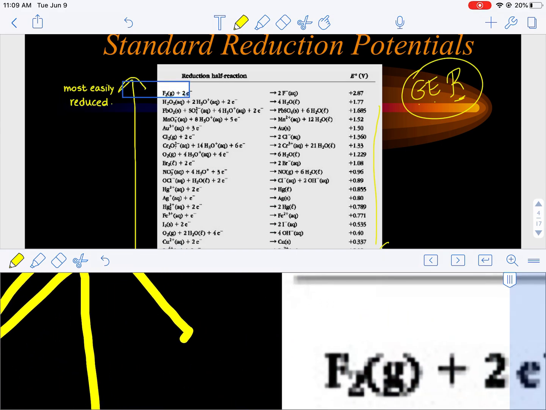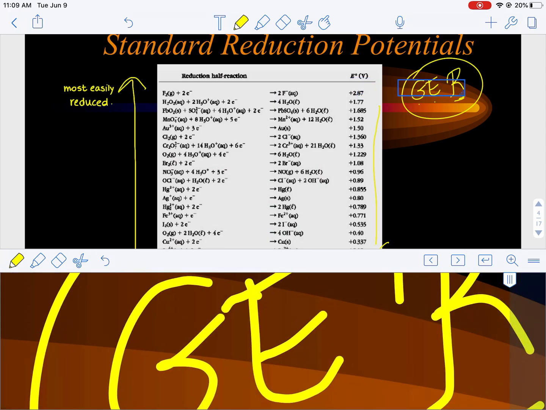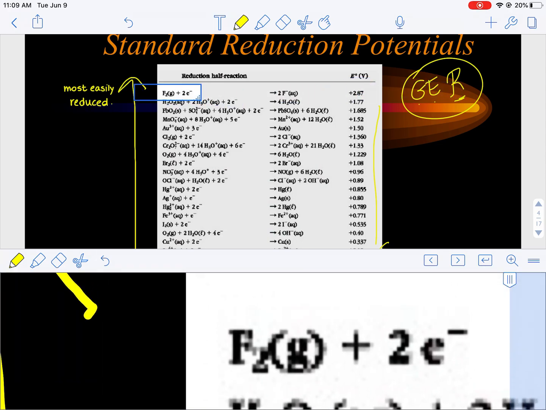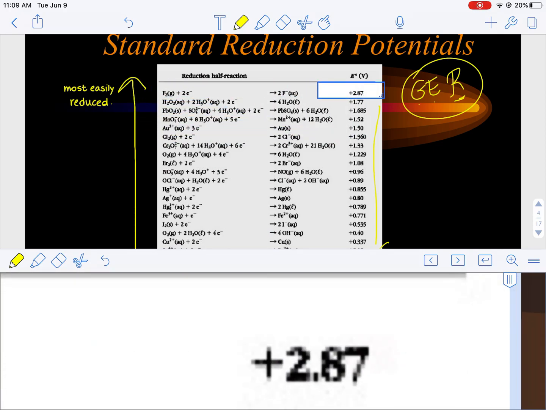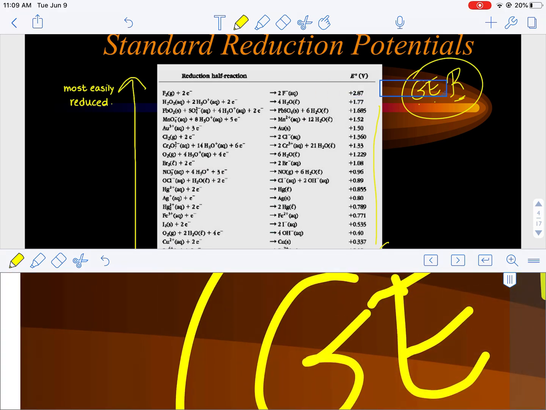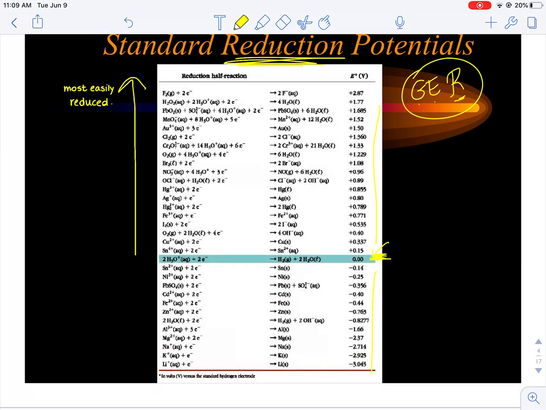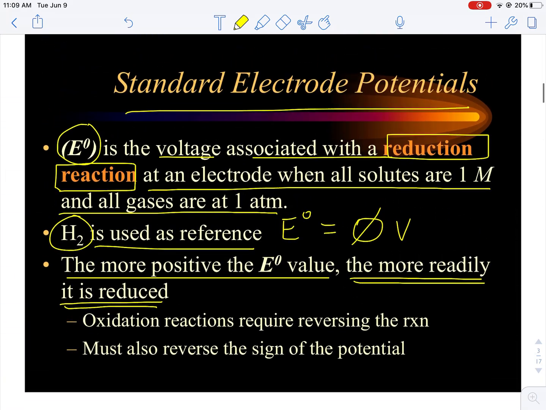So fluorine, again, it's the most electronegative element that we have on our periodic table, is going to be the one that most easily gains electrons. So that's listed up here at the top. It has the highest or most positive cell potential value. It's the most easily reduced because this is a chart about standard reduction potentials. Getting back to our analysis here.